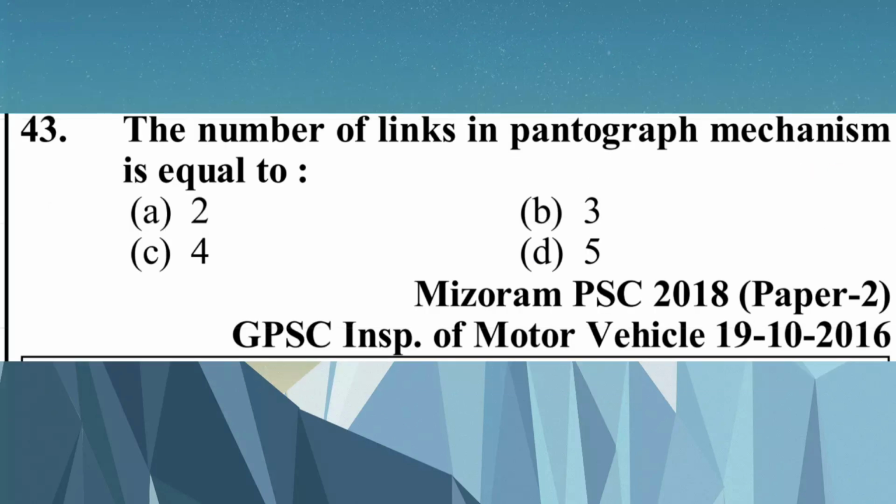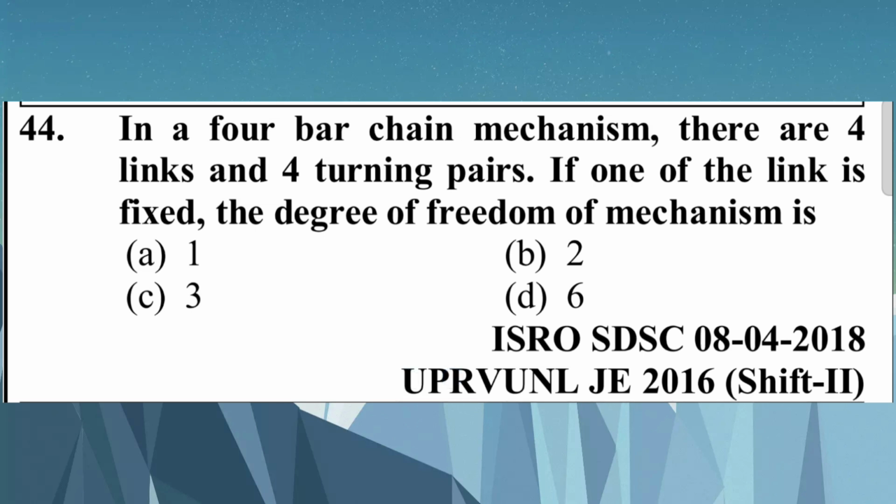Question number 43. The number of links in a pantograph mechanism is equal to A. 2, B. 3, C. 4, D. 5. C. 4. Question number 44. In a 4-bar chain mechanism, there are 4 links and 4 turning pairs. If one of the links is fixed, the degree of freedom of the mechanism is A. 1, B. 2, C. 3, D. 6.